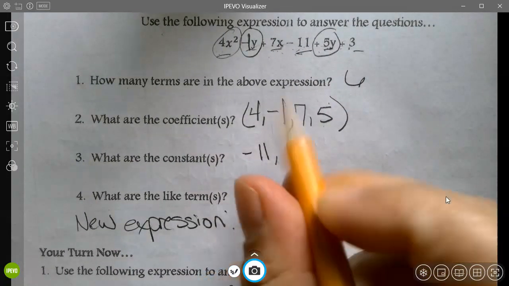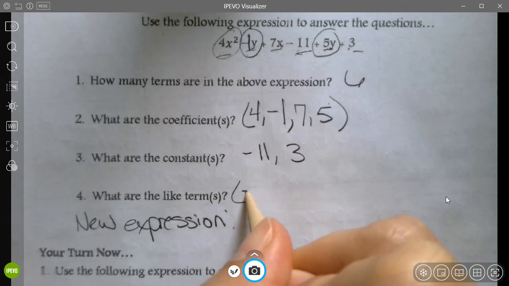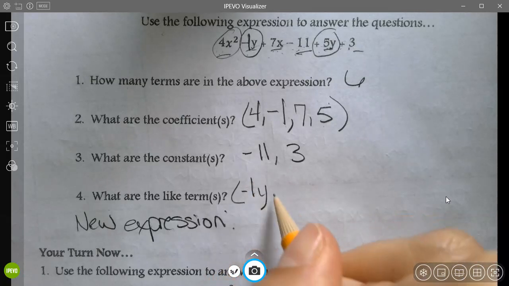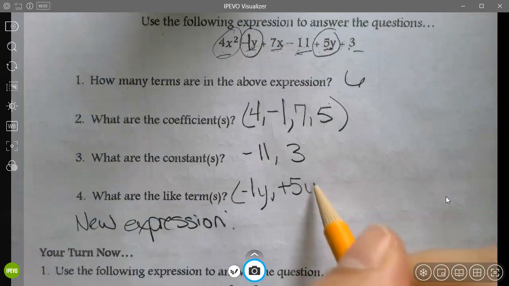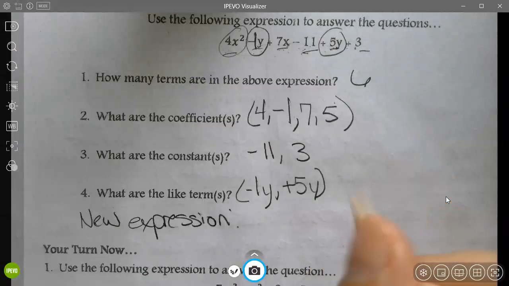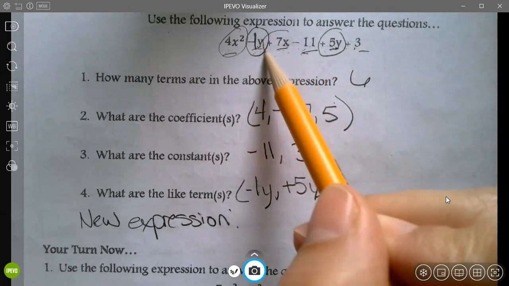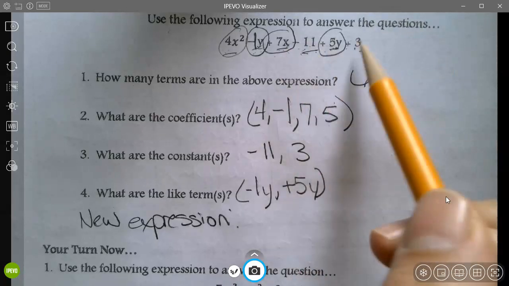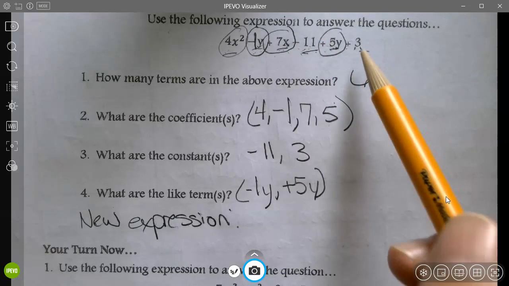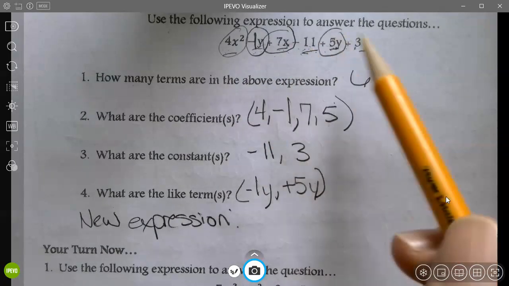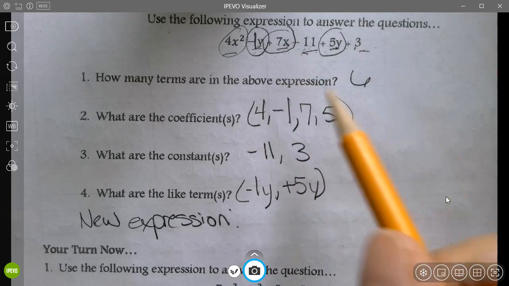So what are my like terms? Just because I want to group it together, I have a -1y, and I have a +5y. All right, now let's see if I have any other like terms. Here's my 7x. Do I have another 7x? I do not. Do I have another x to the first power? No. And see, circling those can help me see the ones I have not used yet. Both of these don't have a variable, so 7x does not have a like term.